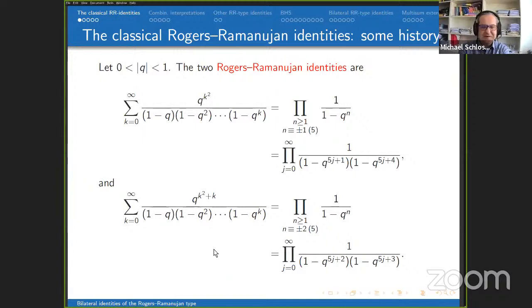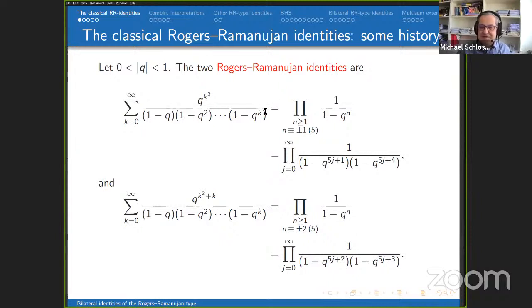So here they are, the two Rogers-Ramanujan identities. As I said, they come in a pair. We take q to be either a formal parameter and consider formal power series expansions, or let q be a complex number in absolute value less than 1. Here you have an infinite sum from 0 to infinity. You have quadratic powers of q in each of the summands, and you have in the denominator the product of k factors, (1-q) up to (1-q^k).